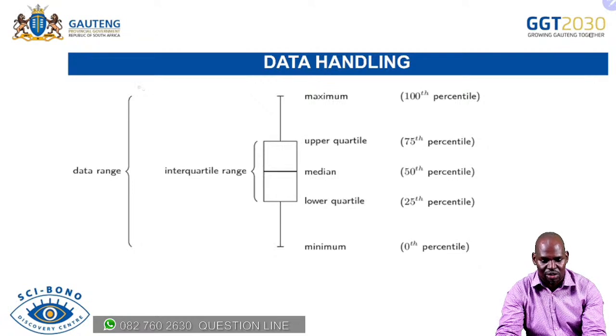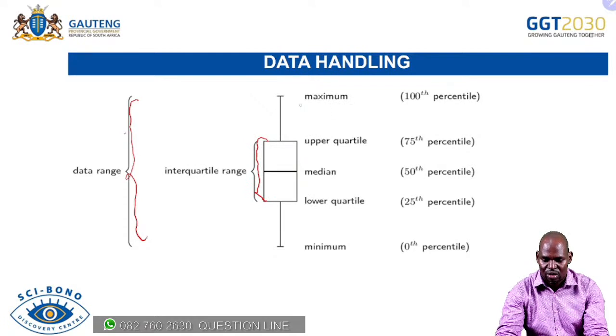Okay, and then you can see that this one is the range. For the range, it's the maximum minus the minimum, and then we've got the interquartile range, which is between the lower quartile and upper quartile. Okay, so that is the picture of the box and whisker.